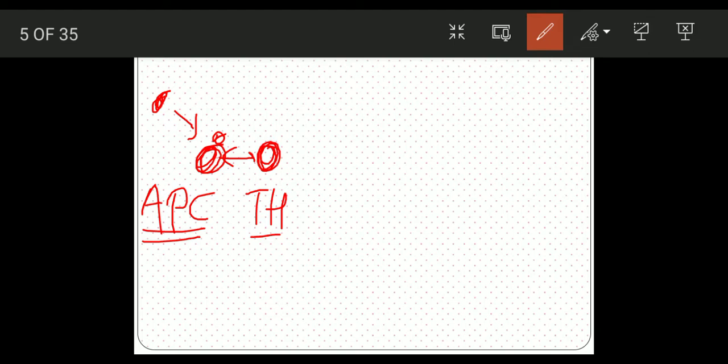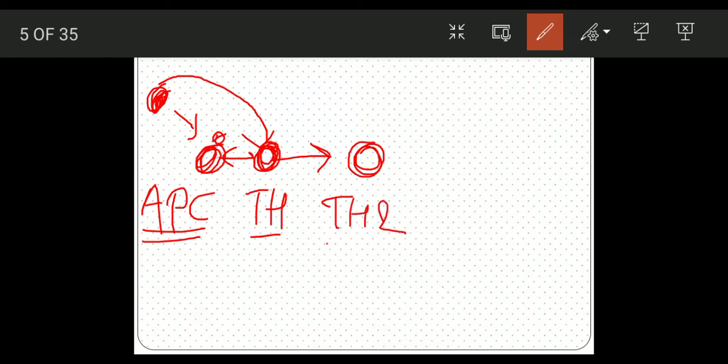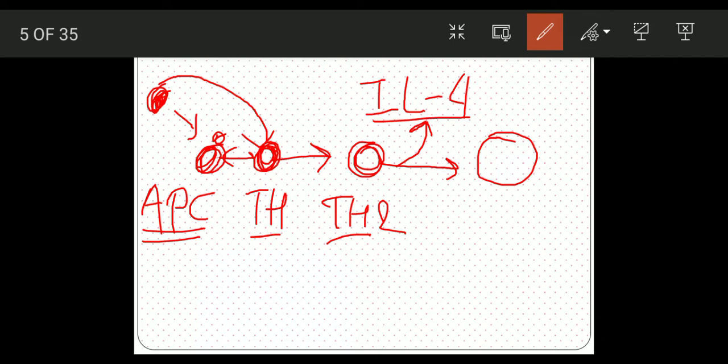The APC presents this allergen or antigen to the helper T cell, and when the APC gives this antigen to the helper T cell, the helper T cell gets activated. It transforms into another form called TH2, helper T cell 2. After that, this TH2 secretes a protein called IL4, interleukin 4, from itself, and finally it forms a structure as B cells.